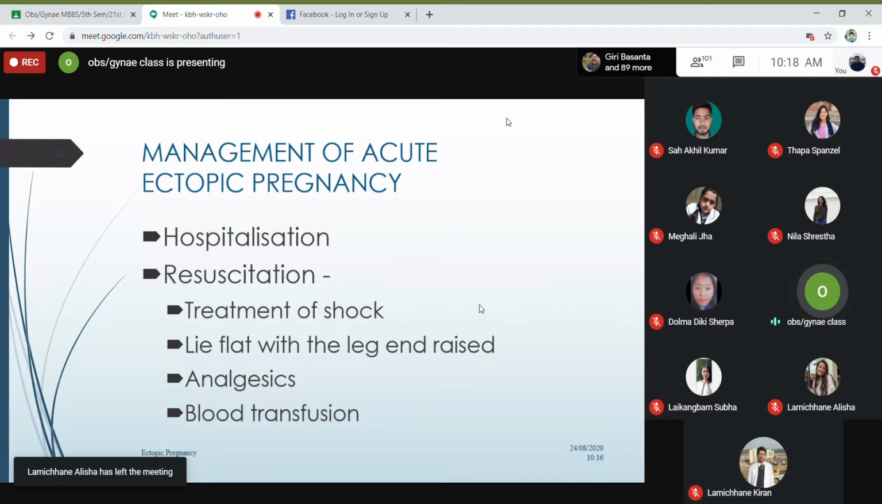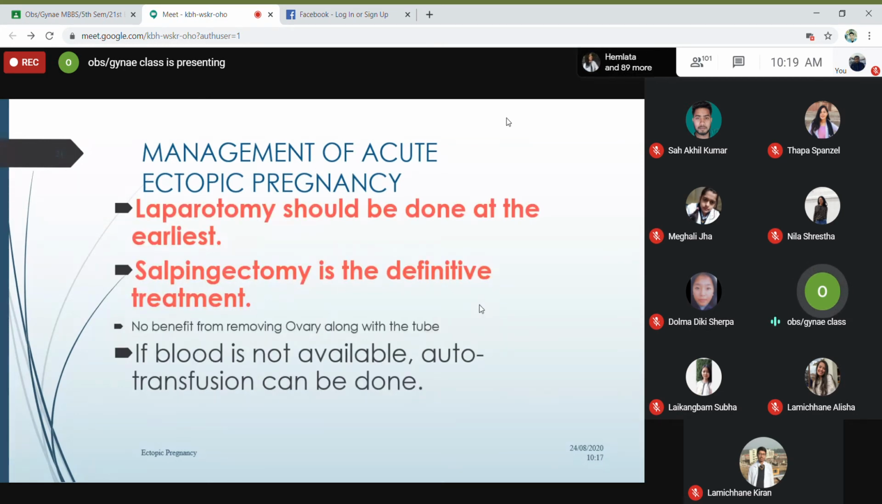So you have to write all the treatment of shock, ABC. Okay, you put oxygen for this thing, oxygen via face mask, and then you give her blood. Okay, so all that, and then laparotomy should be done as soon as you can take her. Okay, salpingectomy is the definitive treatment. Salpingectomy is you removing the tube that has ruptured. Okay, so you have to remove it, and the ovary is not removed. Okay, so obviously it is only the tube that is removed.